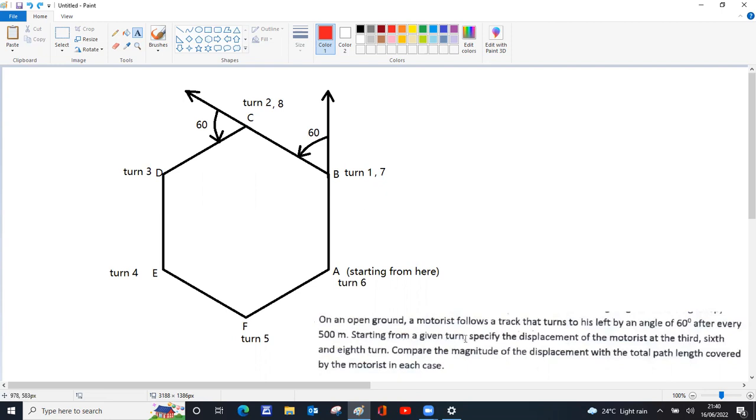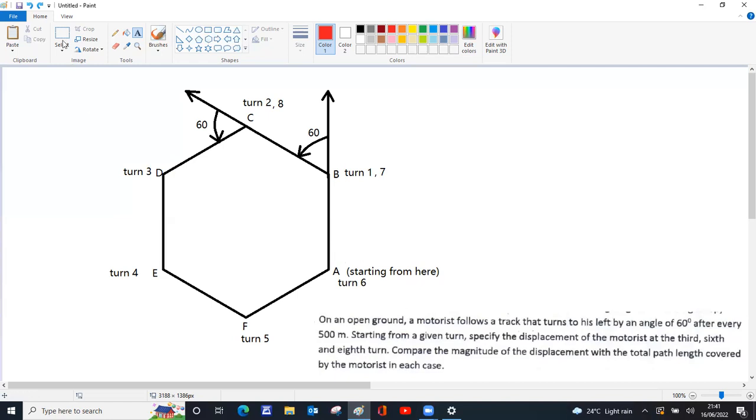Starting from a given turn, specify the displacement of the motorist at the 3rd, 6th and 8th turn. Starting from here, this is the first turn, B. C will be the 2nd turn, D will be the 3rd turn, E the 4th, F the 5th. Again the 6th turn, coming back to the same point. So 1 full round is completed. 7th turn is at the same position as the 1st turn, 8th turn at the position of the 2nd turn.